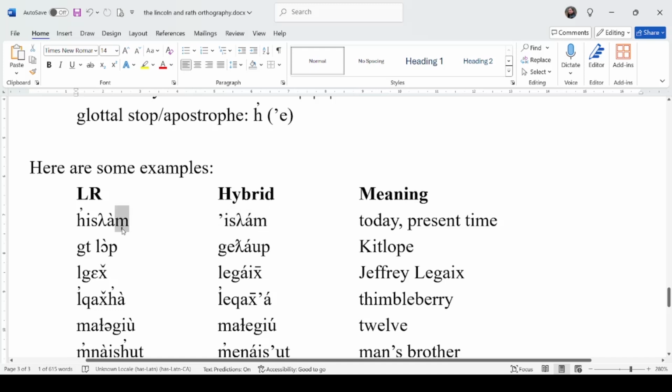You also notice that they used a syllabic M. The way Lincoln and Rath interpreted this was that it's kind of pronounced like Istla and then Islam, which if you really listen to it, especially if you're saying it slowly, does kind of sound like that. That was something unique that they did: they included a lot of syllabic consonants in words like this, where nowadays we just use a regular M. Islam means today or present time.